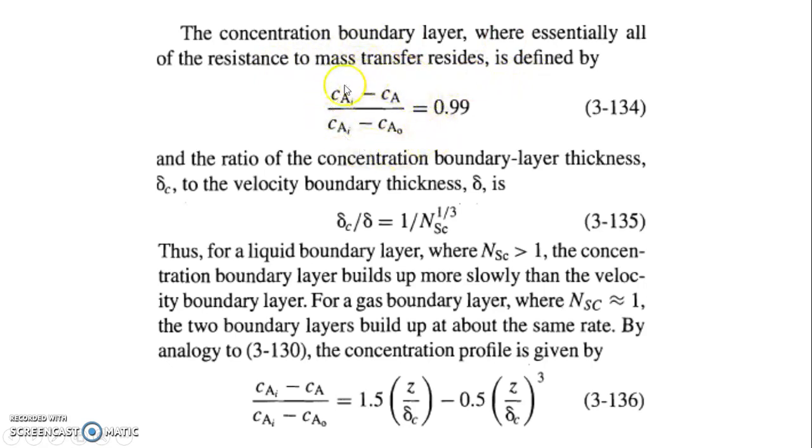So actually this equation is the resistance of the mass transfer, which equals 0.99, and the ratio of the concentration boundary layer thickness delta C to the velocity boundary layer thickness delta refers to this equation. We can say that when the Schmidt number is higher than 1, the concentration boundary layer builds up more slowly than the velocity boundary layer, for a liquid layer. For a gas boundary layer, when the Schmidt number is approximately equal to 1, the two boundary layers build up at about the same rate. Using the analogy from 3.130, the concentration profile will be given as this equation.